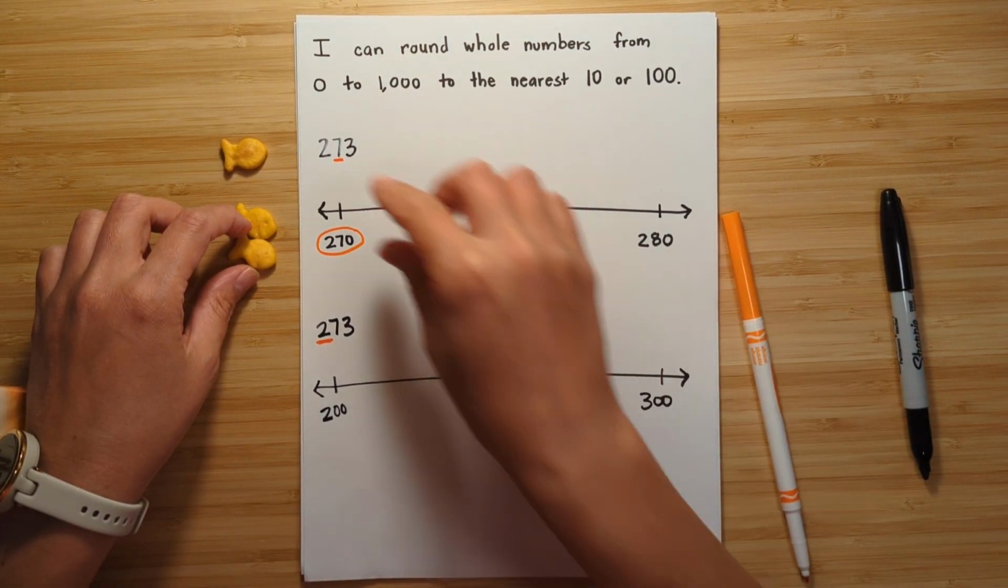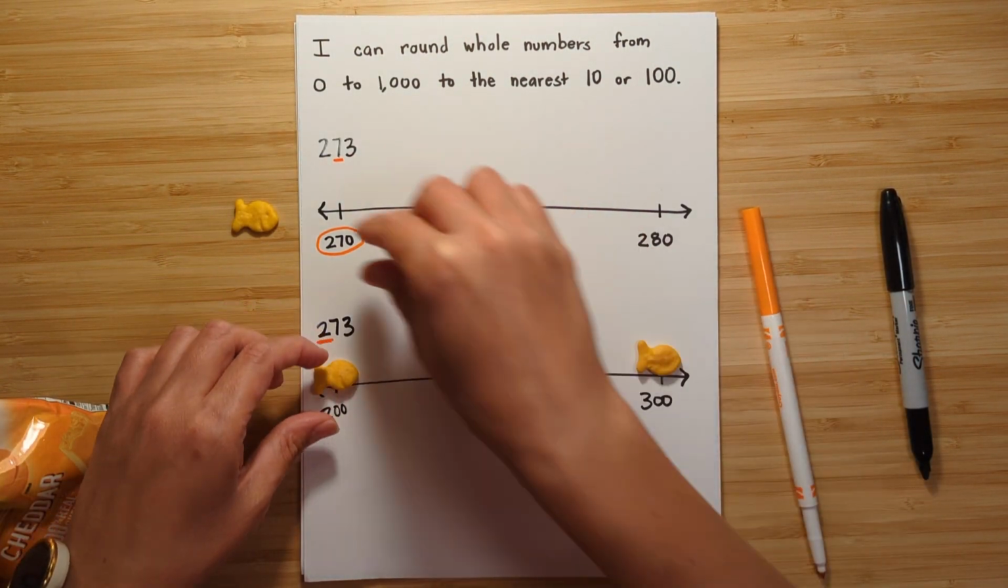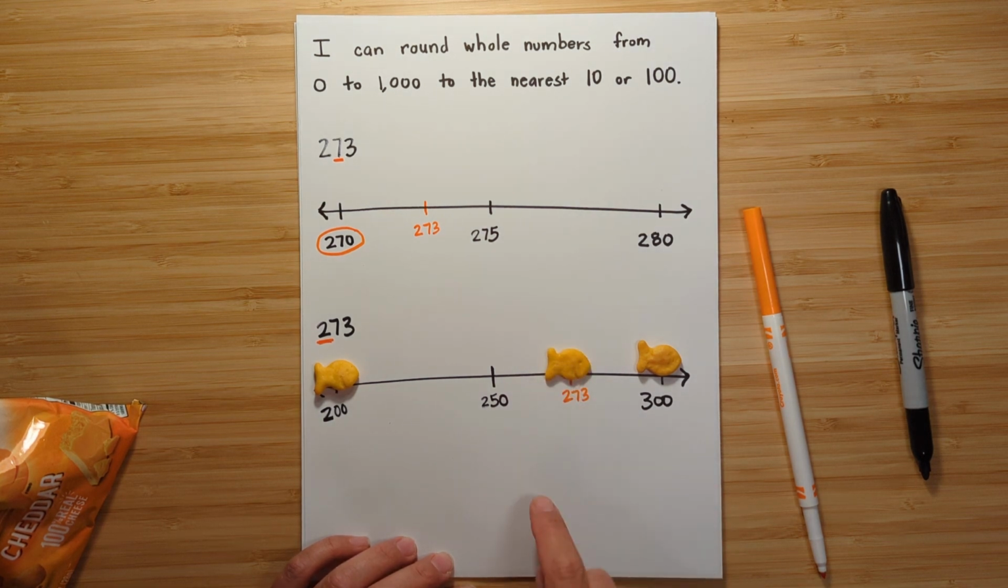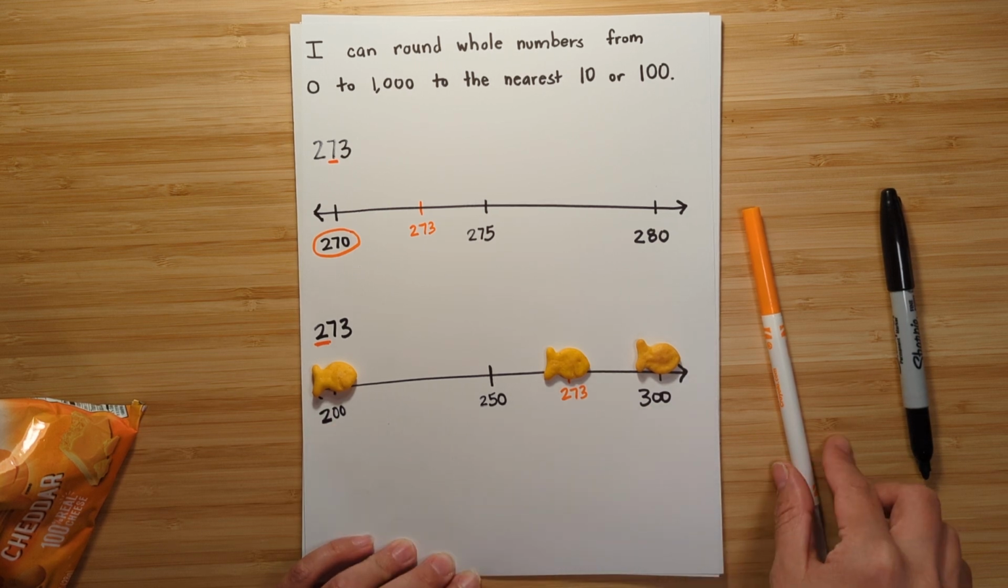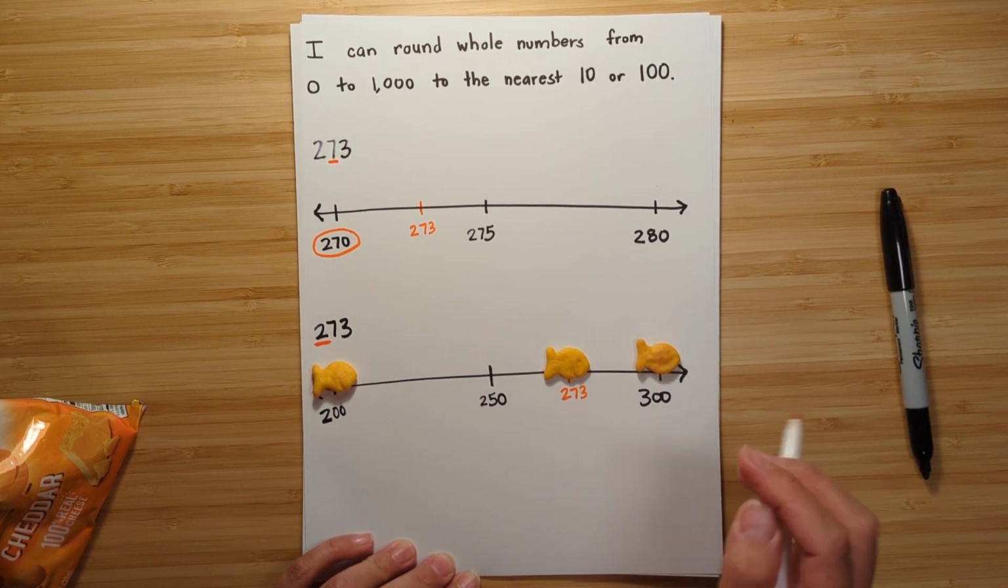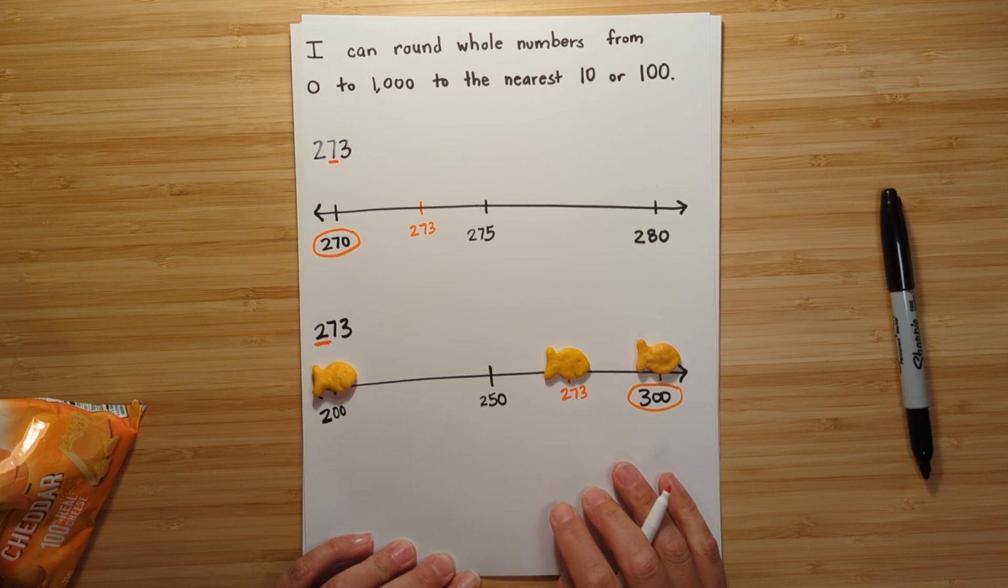Okay, and again, you can see that visual representation, 200, 300, 273. This fish is closer to this one, right? 273 is closer to 300 than 200. So 273 rounded to the nearest 100 is 300.